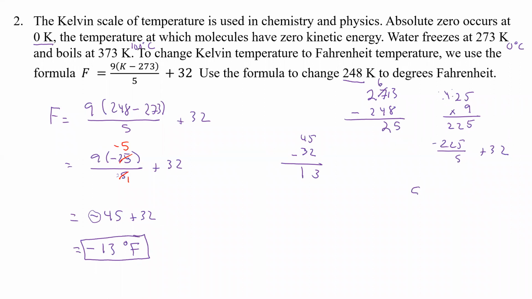And so now we take 5 into 225. Well, that's going to be a 4. That's 20. Subtract, we get a 2. Bring down our 5. That's 5. That's 25. Subtract that, 0. And there we got our 45, which is what we have right here. And then we add that to 32 and we get a negative 13 again.